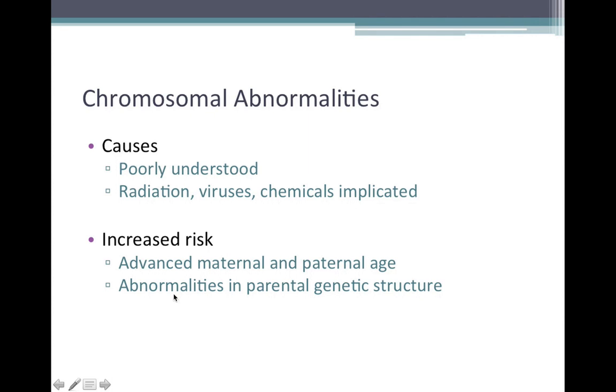And the reason why this is believed to be due to abnormalities in genetic structures is that some chromosomal abnormalities can run in families. Like Down syndrome, some forms of it seem to run in families. And so it's believed to be due to maybe abnormalities in the genetic structure of individuals with those chromosomes.